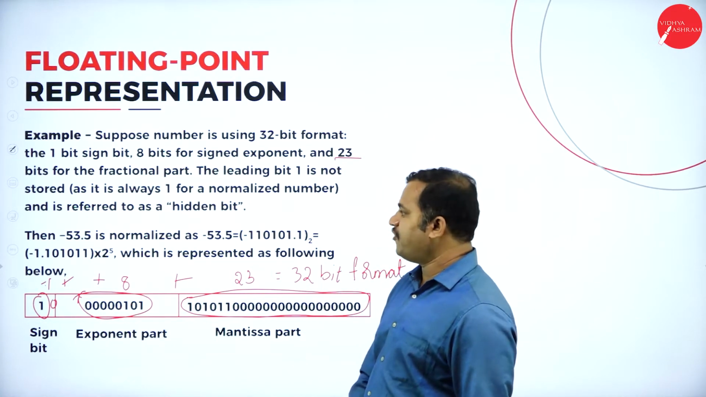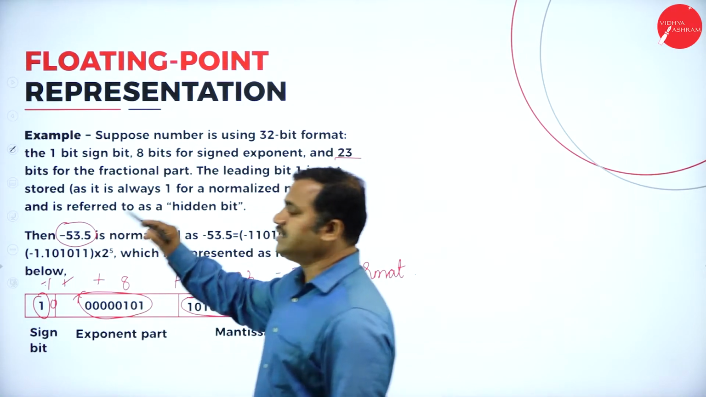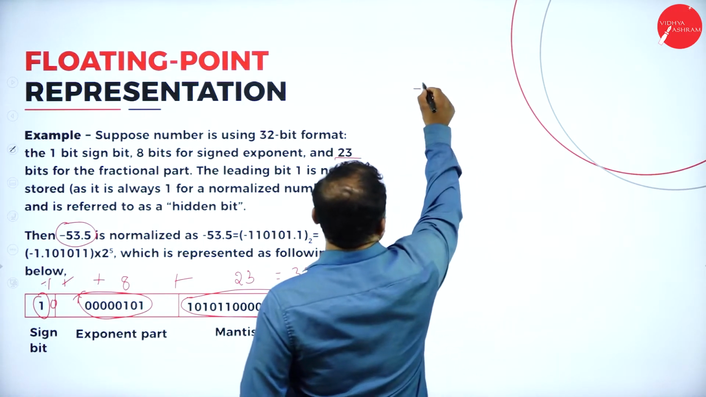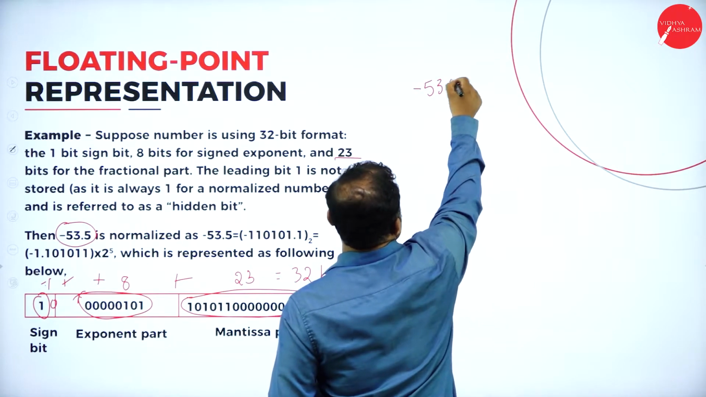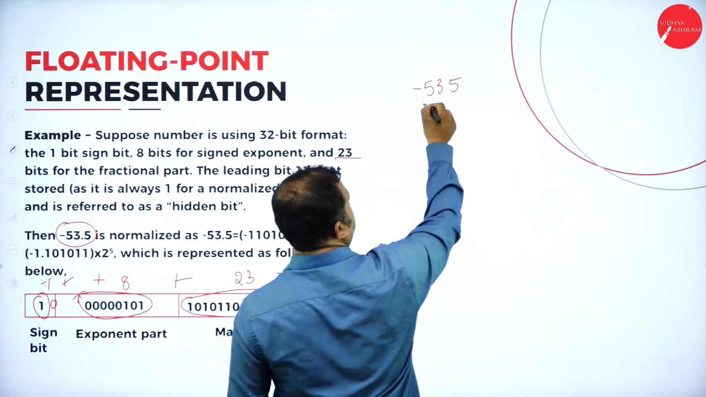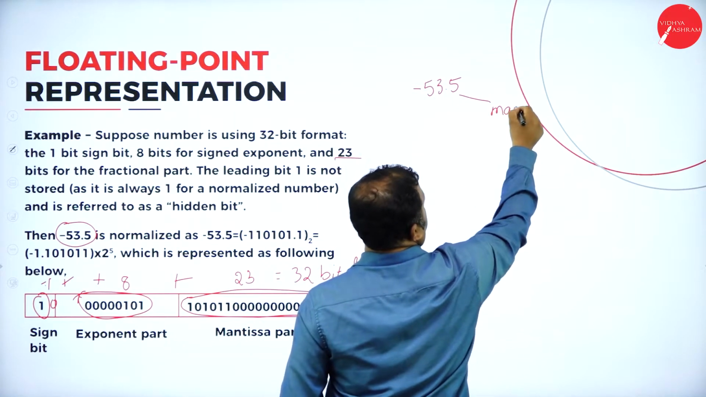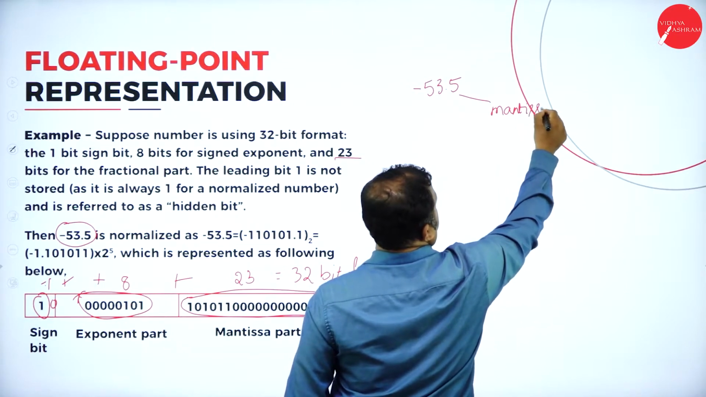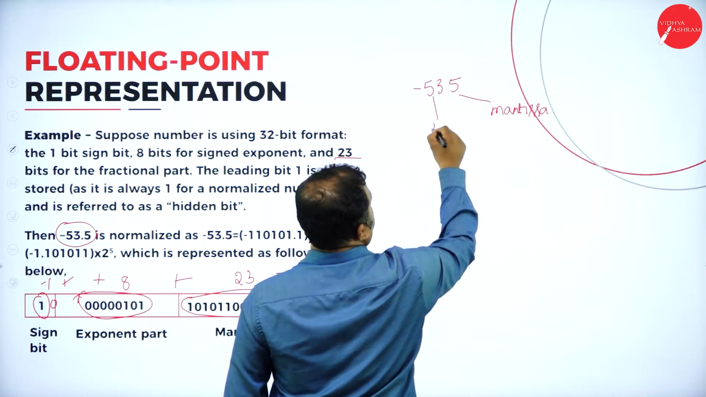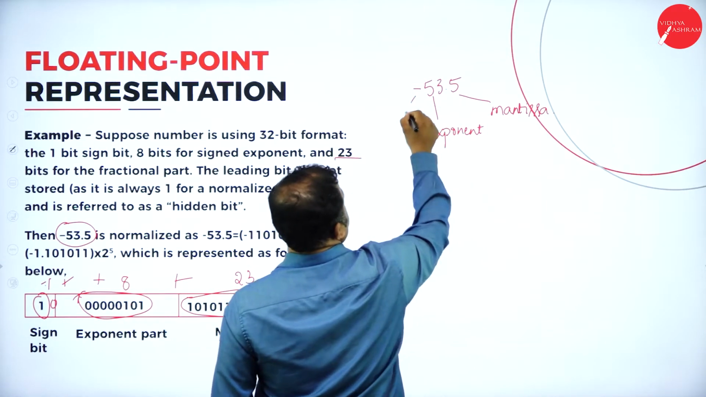This is the 32-bit format. If that is the case, I want to represent a negative number, minus 53.5. How can I represent the minus 53.5 here? I have the value. I will divide it into 3 parts. First part is what? Mantissa. This is exponent. This is sign.